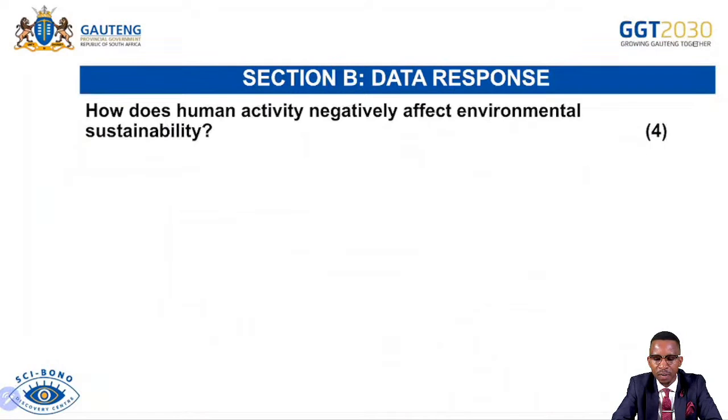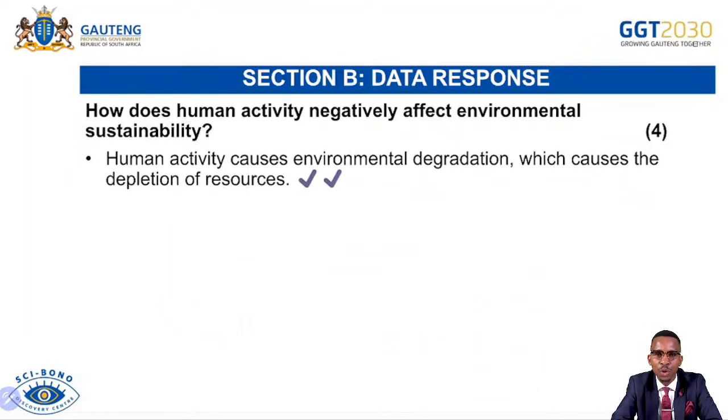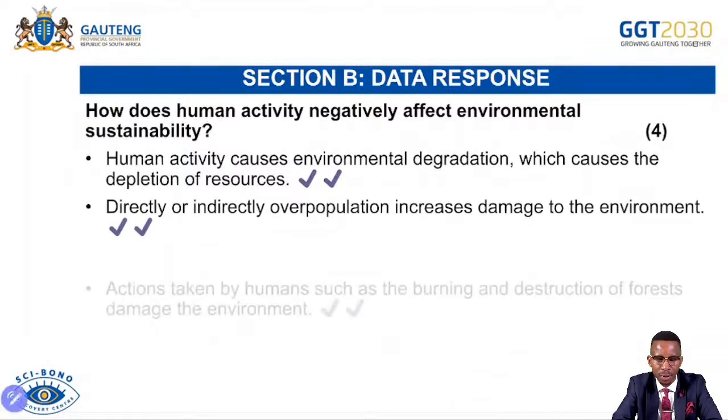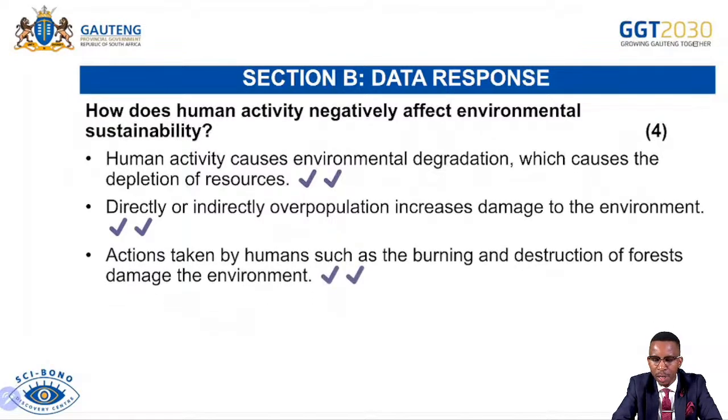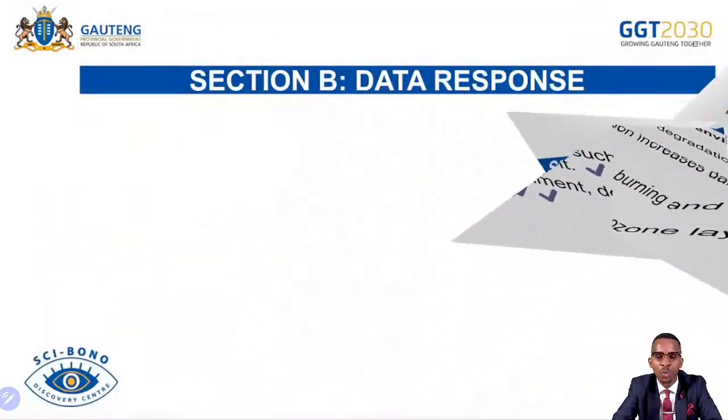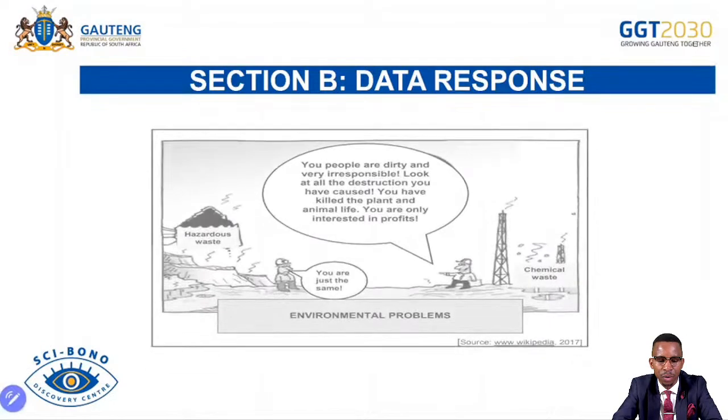How does human activity negatively affect environmental sustainability? So as we act as human beings, how does that affect it? Human activity causes environmental degradation, which causes the depletion of resources, direct or indirect. Overpopulation increases damage in the environment. Actions taken by humans such as burning and destruction of forests damage the environment. Polluting the environment and depletion of the ozone layer will lead to global warming. So these are actions by human beings or people in your area, and they lead to the environment being degraded or losing its present value. We continue.